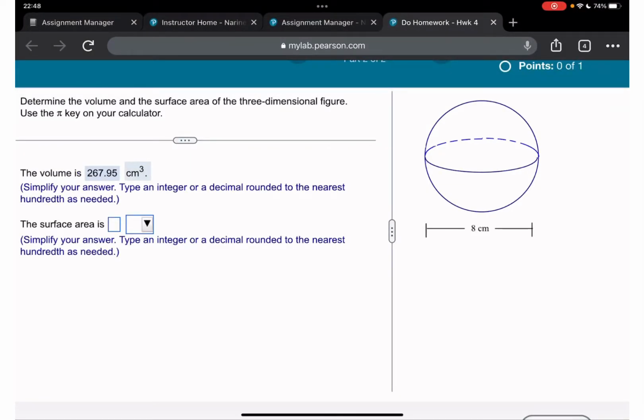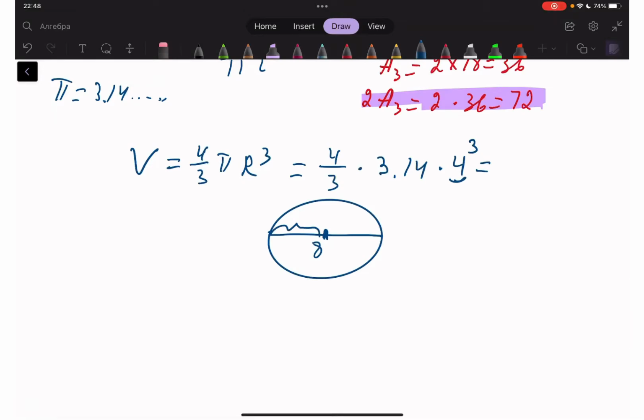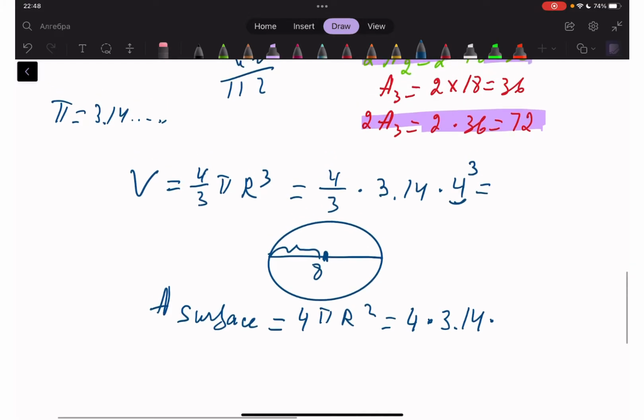Next, we need to find surface area. Surface area is equal to 4 pi r squared. So which means 4 times pi, which is 3.14, times r. We said how much was it? 4, squared. Okay, so let's see, 4 squared is 16, times 4 is 64.